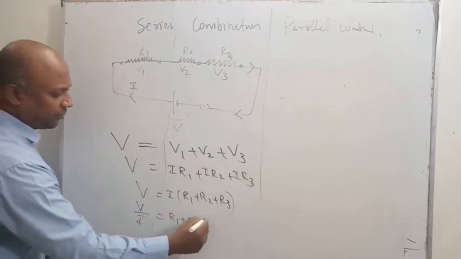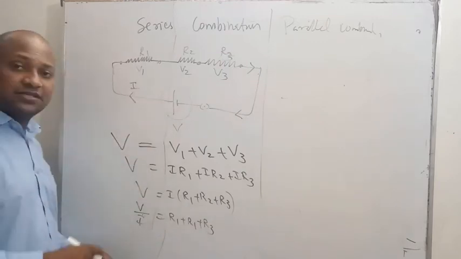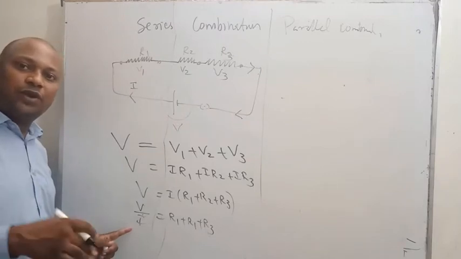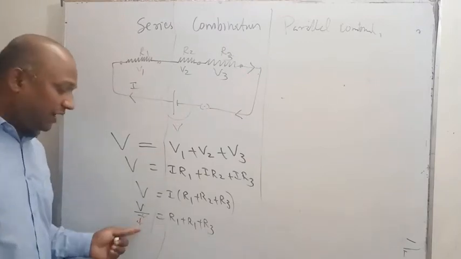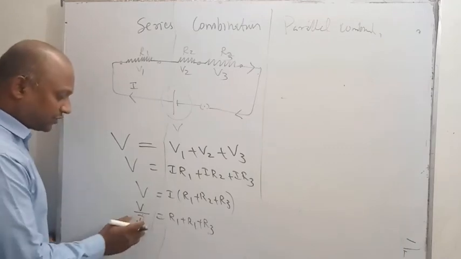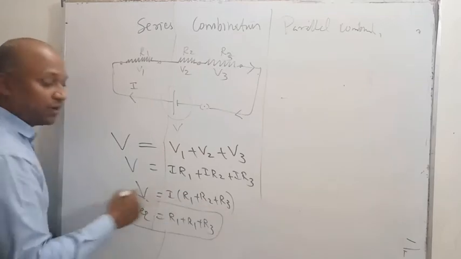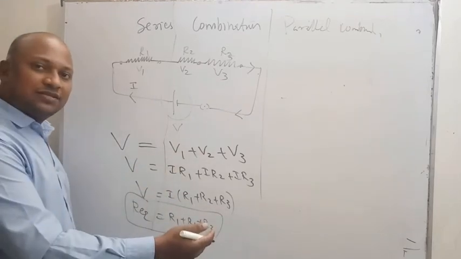And this V upon I, V is the overall potential difference and I is the overall current. So V upon I, according to Ohm's law, must be resistance. So this must be the equivalent resistance, R equivalent. So I can put it like R equivalent is equal to R1 plus R2 plus R3. So that is a very simple situation here.